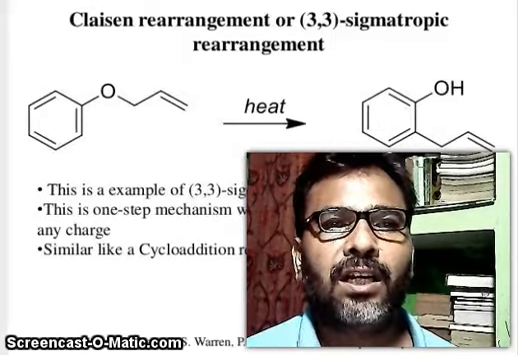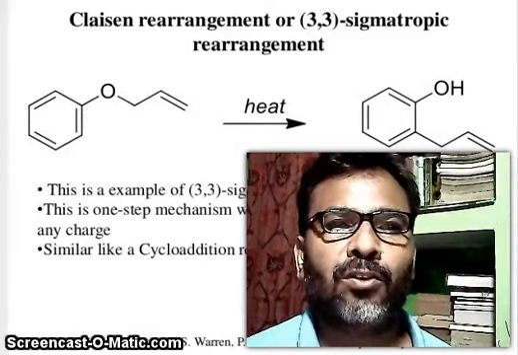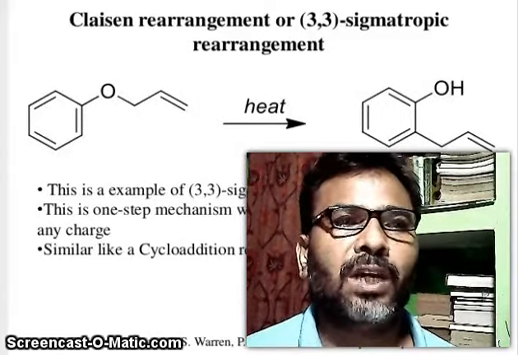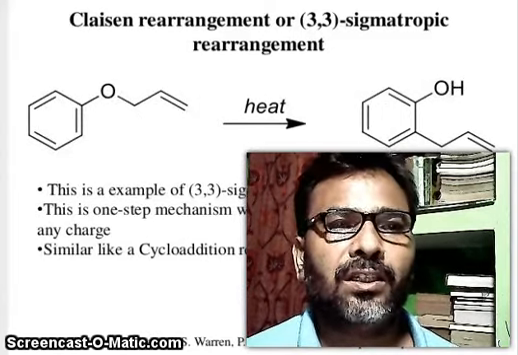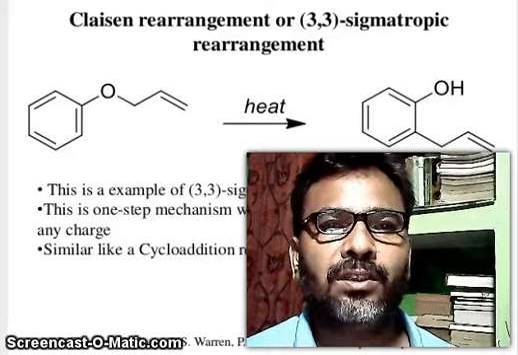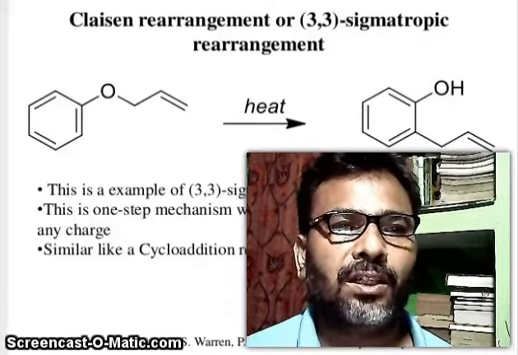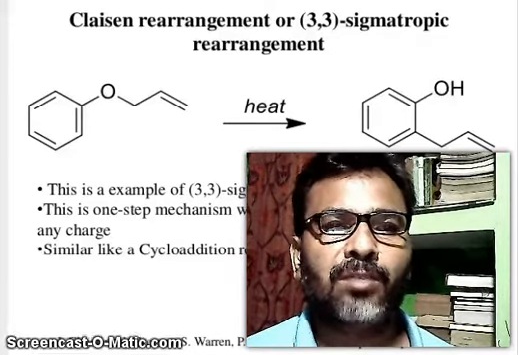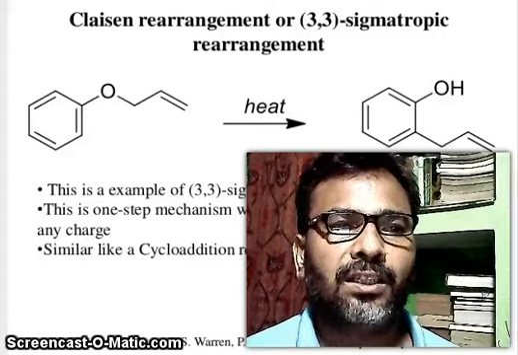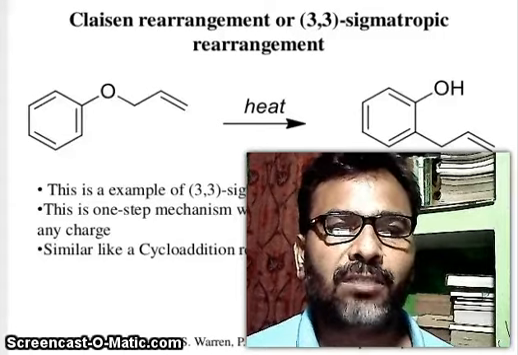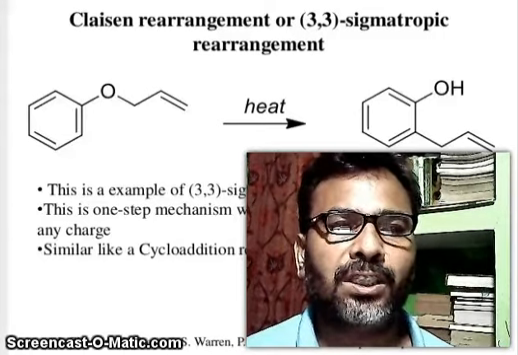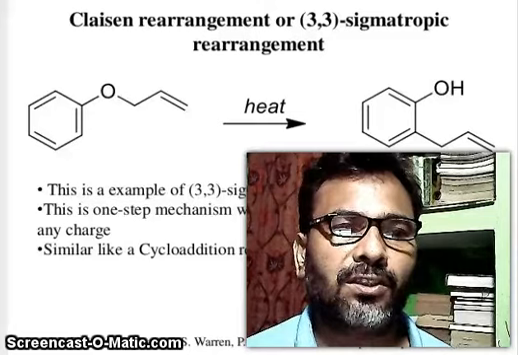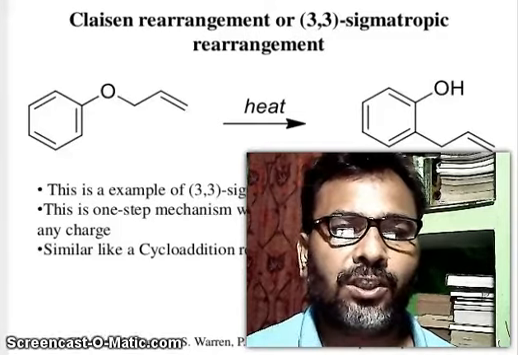Claisen rearrangement is a 3,3 sigmatropic rearrangement. Look at this example. It undergoes heat and forms this product. This is an example of 3,3 sigmatropic rearrangement. This is a one-step mechanism without ionic intermediate or any charge, similar to a cycloaddition reaction.